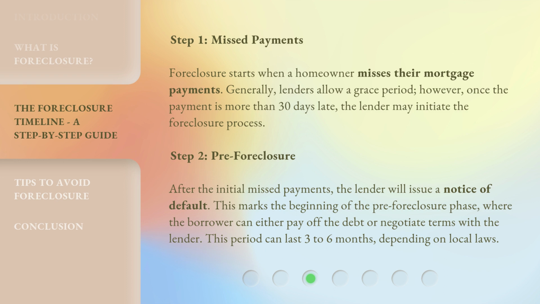Step 2. Pre-foreclosure. After the initial missed payments, the lender will issue a notice of default. This marks the beginning of the pre-foreclosure phase, where the borrower can either pay off the debt or negotiate terms with the lender. This period can last 3 to 6 months, depending on local laws.